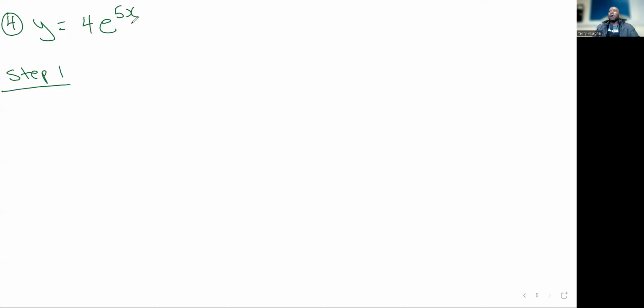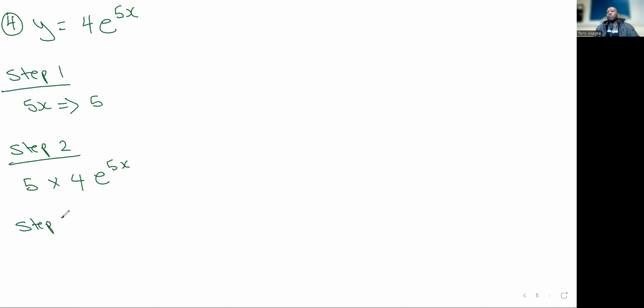We differentiate the power. So it's going to give us 5x. When we differentiate 5x, it's going to give you 5. Step 2, you multiply this with the original question, which is 4e^5x. Then step 3, the dy over dx is going to give you what? 4 times 5 will give you 20e^5x.